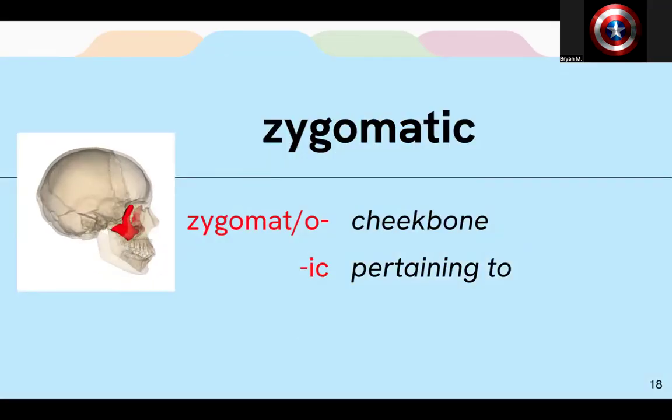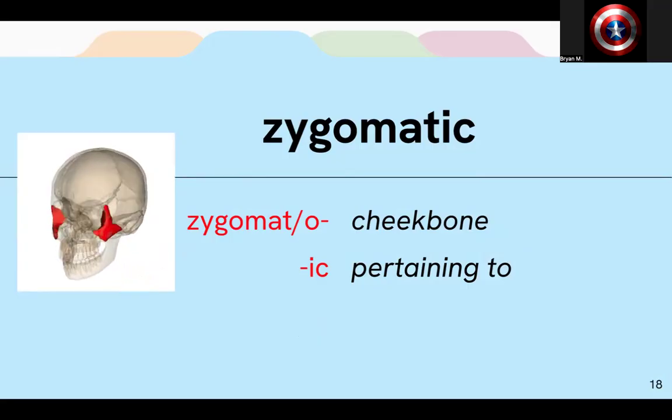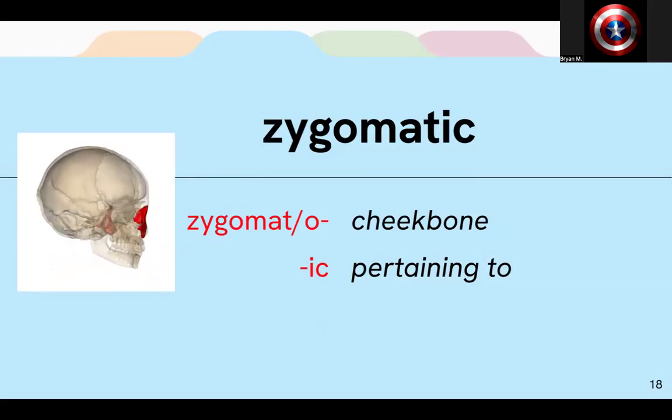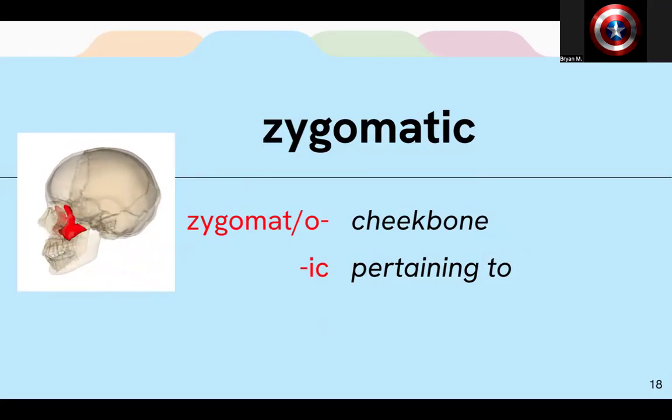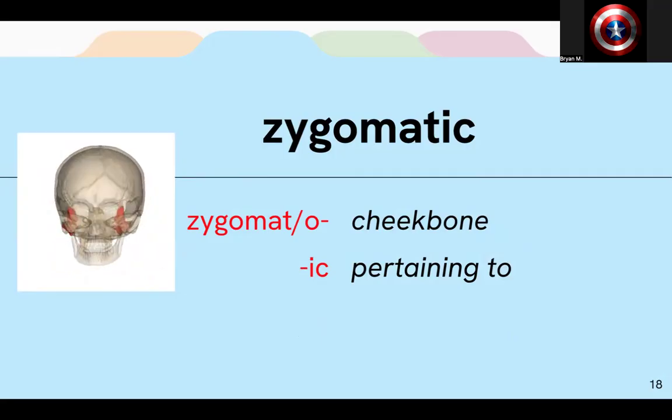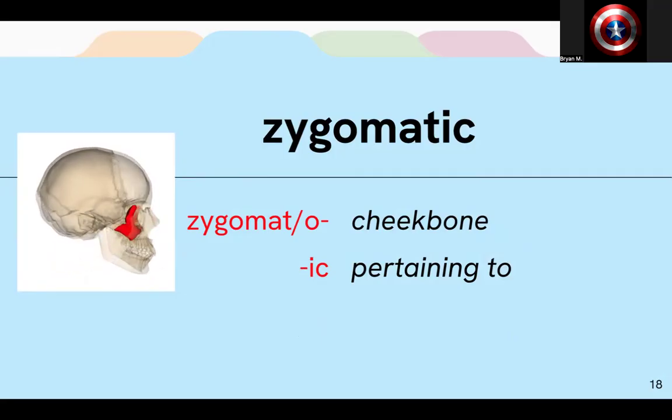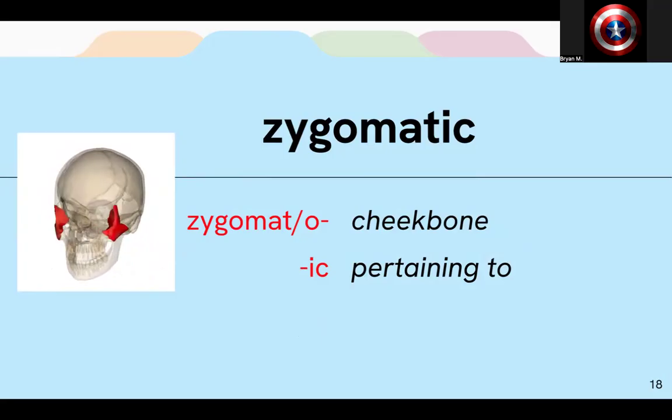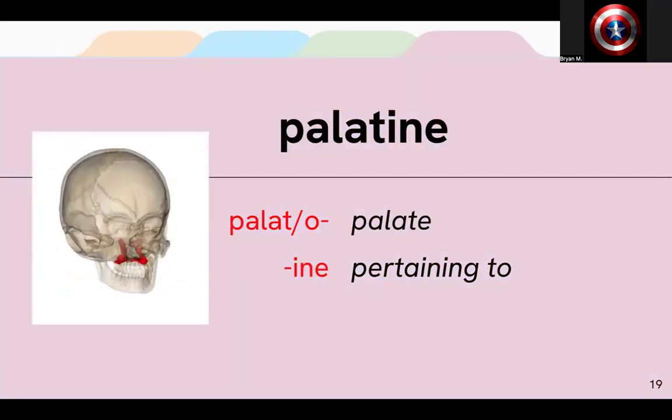The zygomatic bones are a pair of irregular, diamond, or quadrangular shaped facial bones. Zyg or zygo means cheekbones, combined with the suffix ic, which means pertaining to. So saying zygomatic bones are, put simply, the cheekbones.